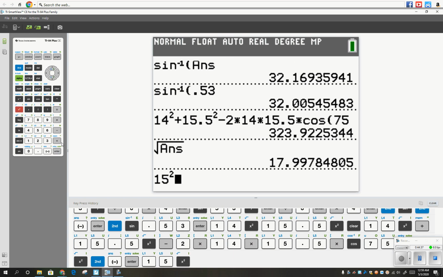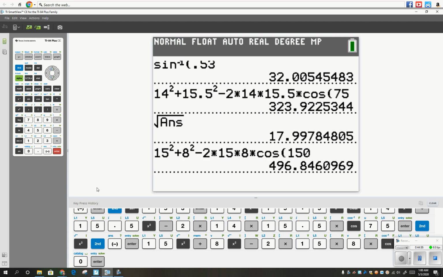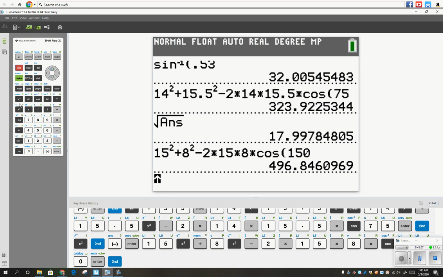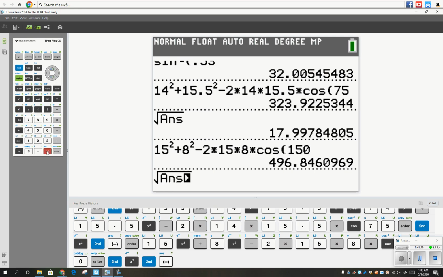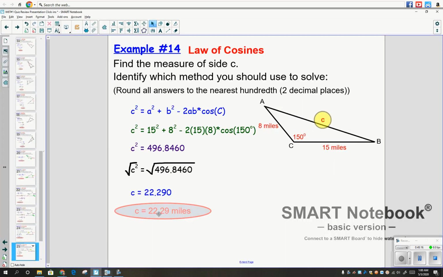Type that in. 15 squared plus 8 squared minus 2 times 15 times 8 times cosine of the angle, which is 150 degrees, equals 496.8460. Remember that's C squared. How do I solve for C? Square root. So take the square root of my answer, which is second negative. I get 22.290, which rounds to 22.29 miles.